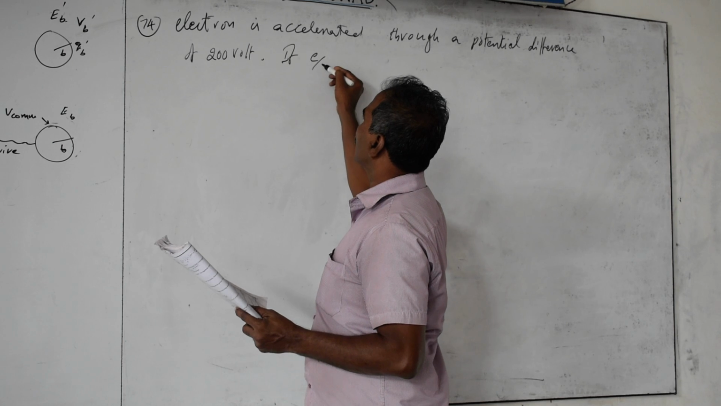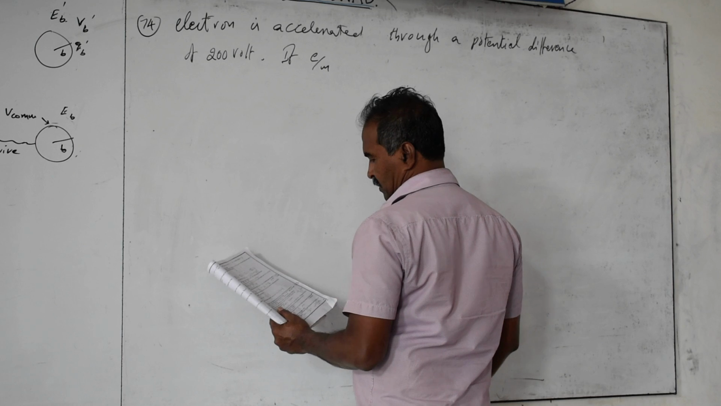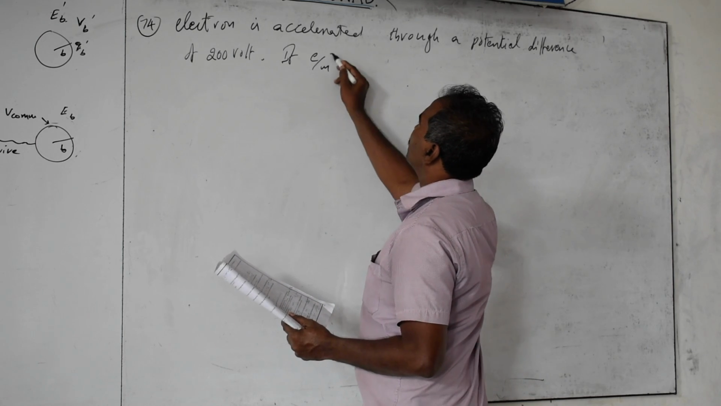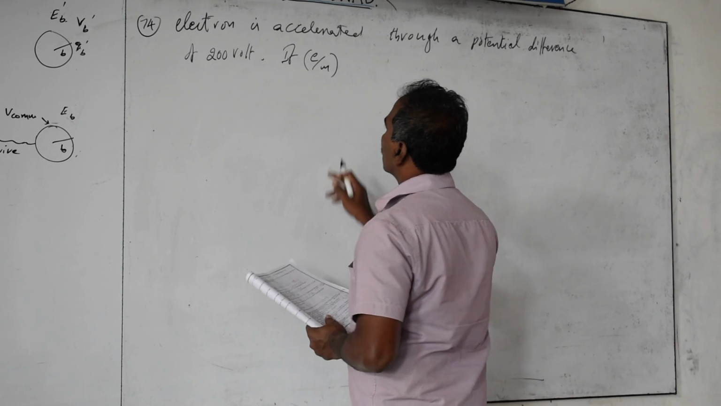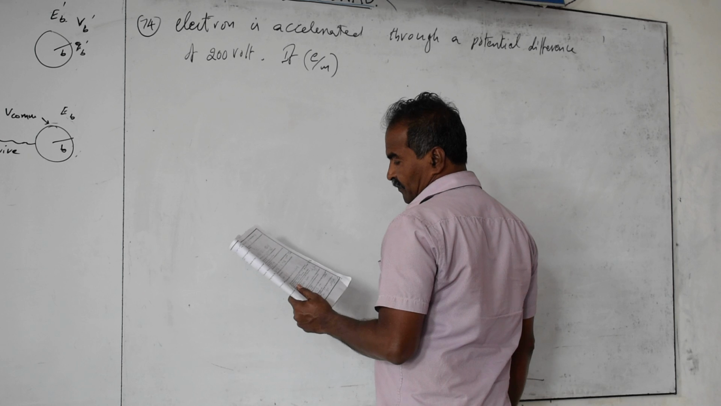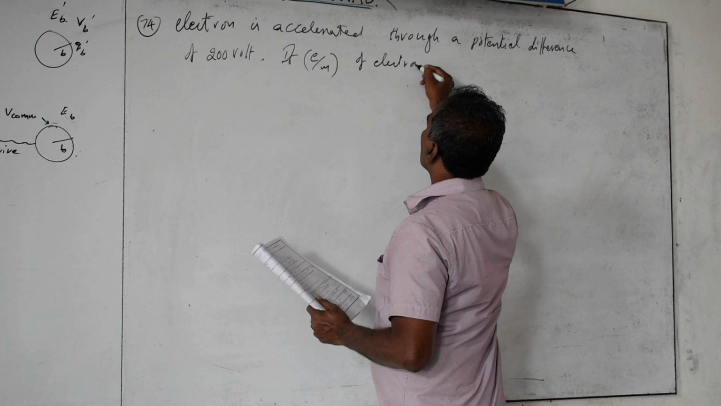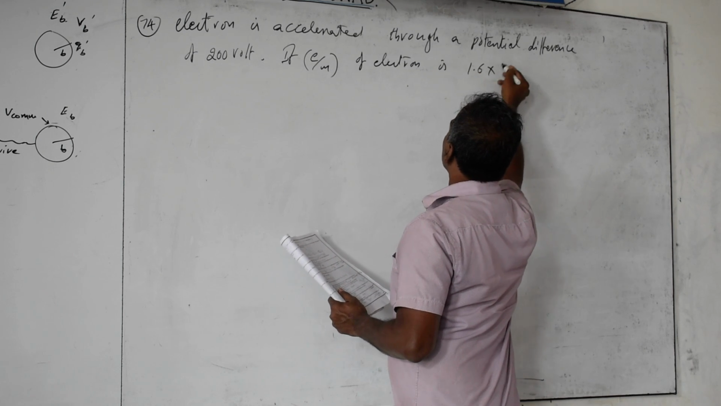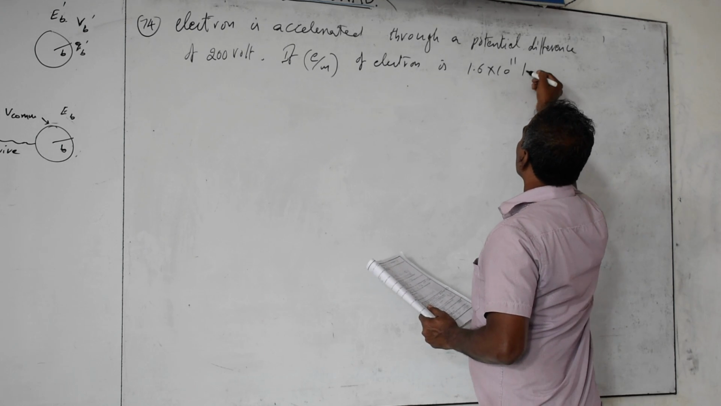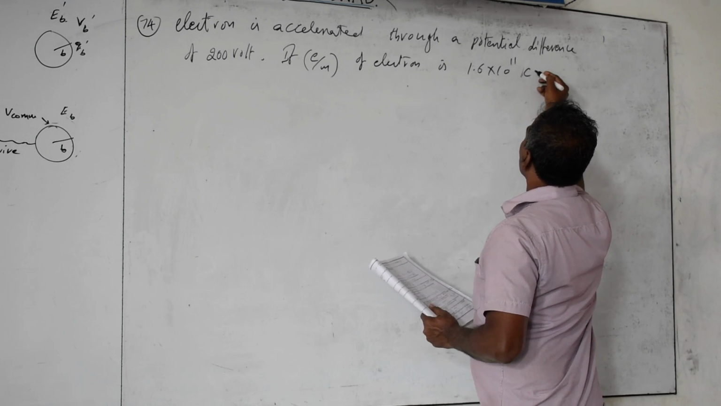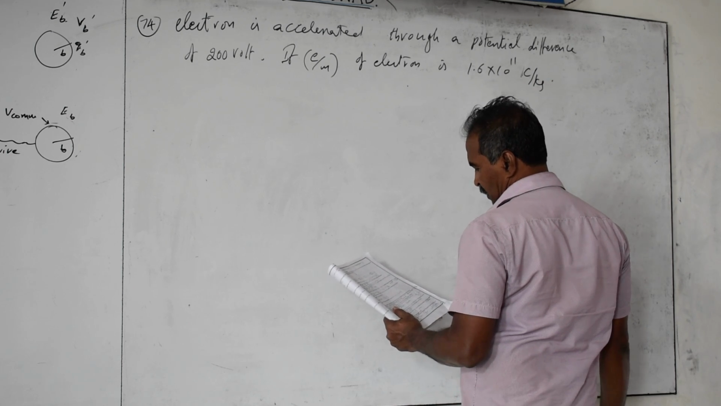If e by m for the electron is 1.6 into 10 to the power of 11 coulomb per kg, this e by m is called the specific charge. Charge-to-mass ratio, or charge per unit mass, is called specific charge. Find the velocity gained by the electron.